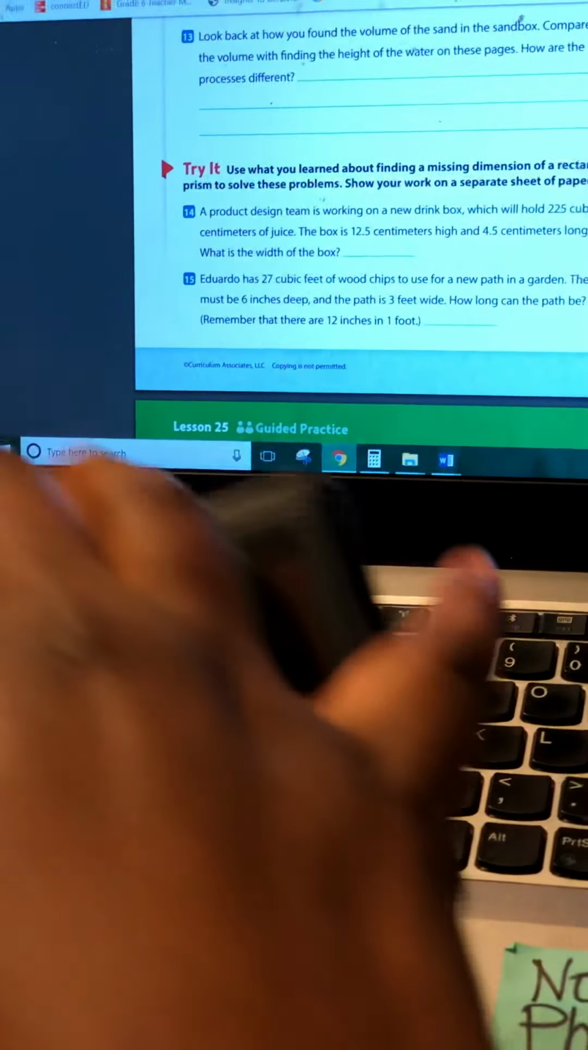Okay? So remember, what we need to do is multiply the length times the height. So 4.5 times 12.5. So let me go ahead and show you guys that in the calculator. So I'm doing the length 4.5 times the height of 12.5. Bam, I get 56.25.